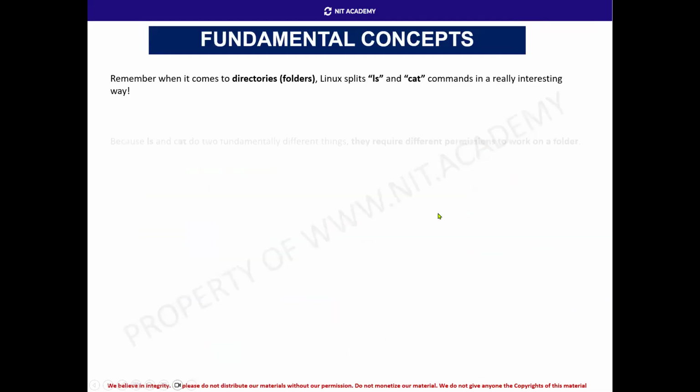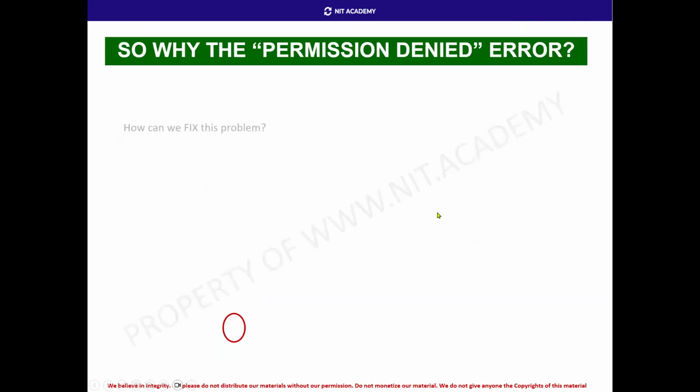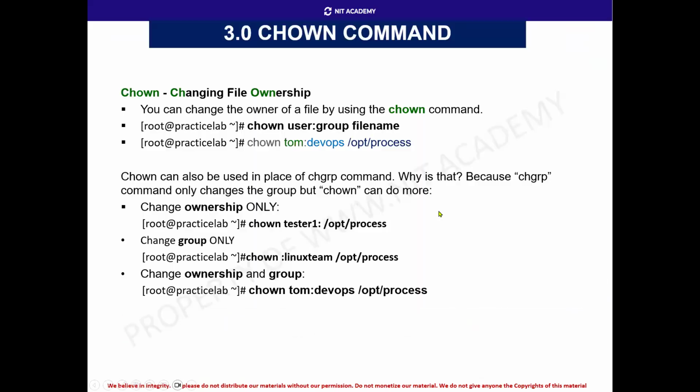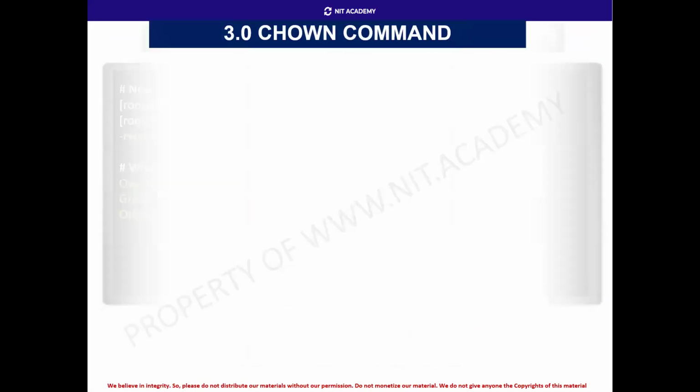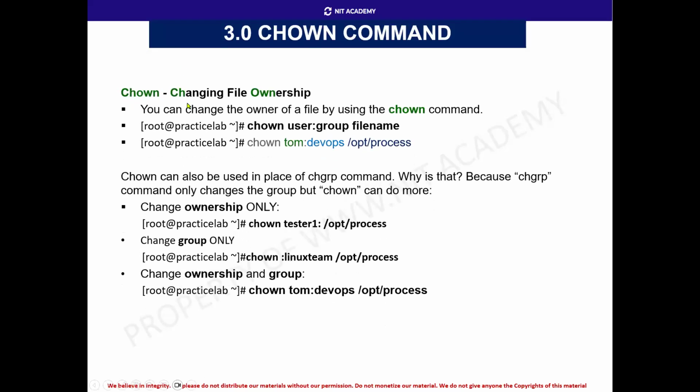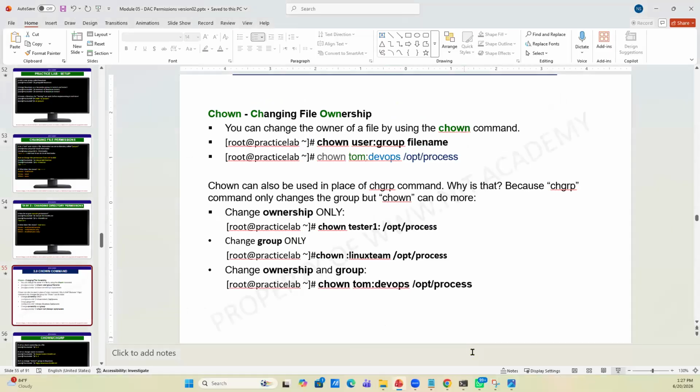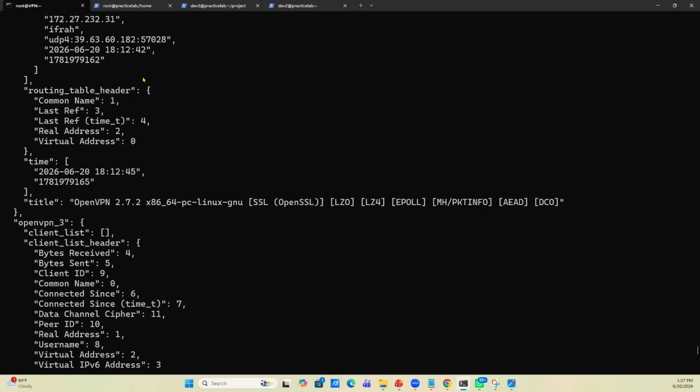Let's go down. We are almost getting to number 3. Number 3 is the chown command. You can change the file ownership. If you want to change the ownership only, you can run this command. If you want to change the group only, you can run this command. If you want to change the ownership and the group, you can run this command. Very simple. Let me show you what this is going to be doing.